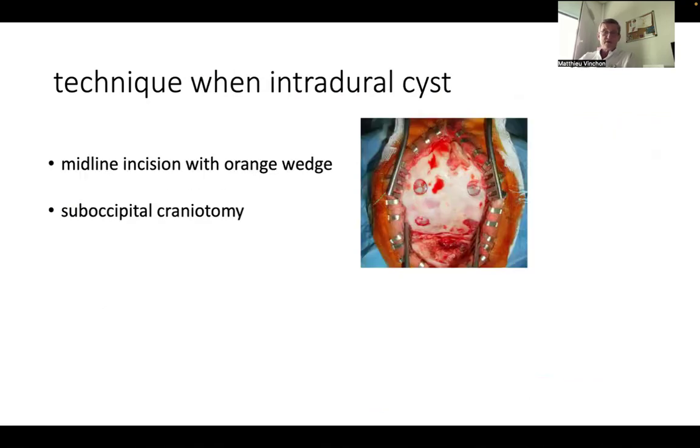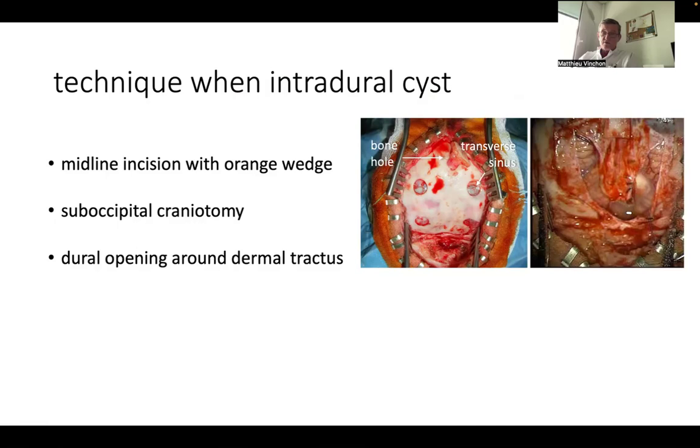But when you have an intradural cyst, the exposition, of course, is much more extensive. You do, again, a midline incision with an orange wedge, but you do a suboccipital craniotomy. You see here there is a discrepancy between the bone hole, which is much higher, and the transverse sinus, which is lower. That means that the torcula is in fact stretched over the fistula.